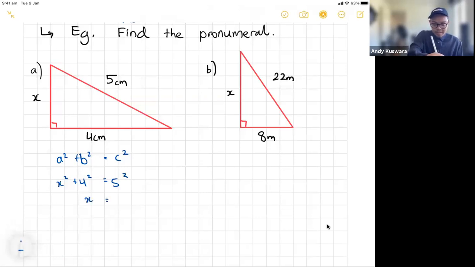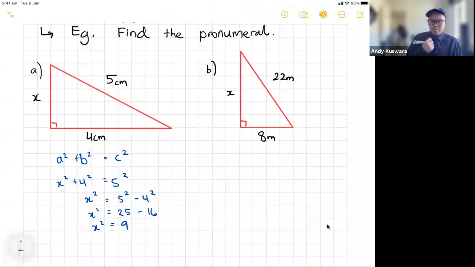So now x squared, if you remember by your algebra, is going to be 5 squared, and I'm going to take away 4 squared. So I'm going to start with the longest side squared and take away the shorter side squared. And it should leave me with what's left. It's going to leave me with x squared equals, what is 5 squared? It's 25. What is 4 squared? It's 16. And then from there, I can see that x squared equals 9.